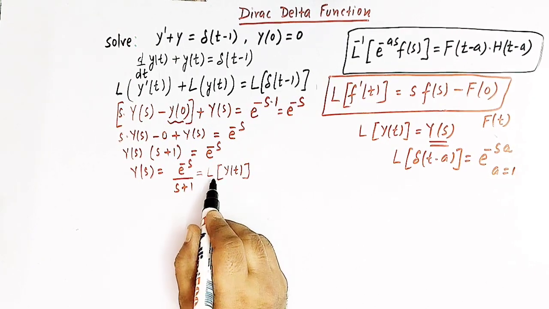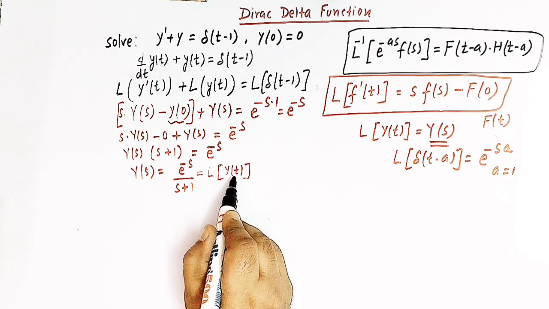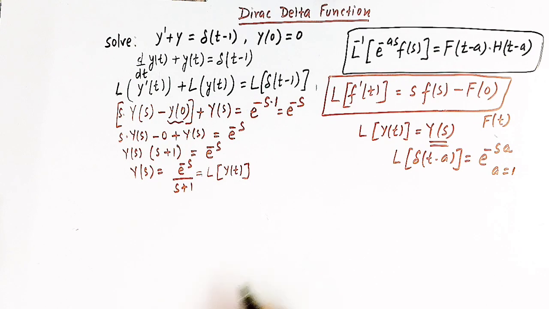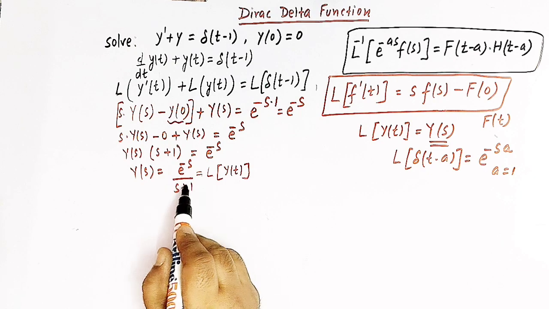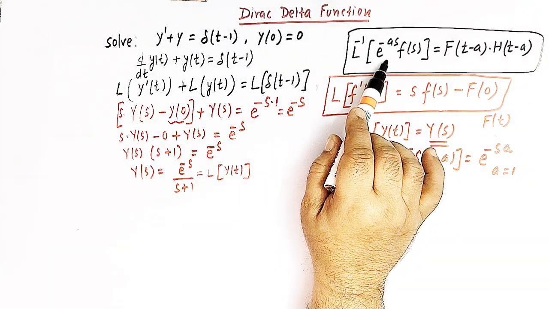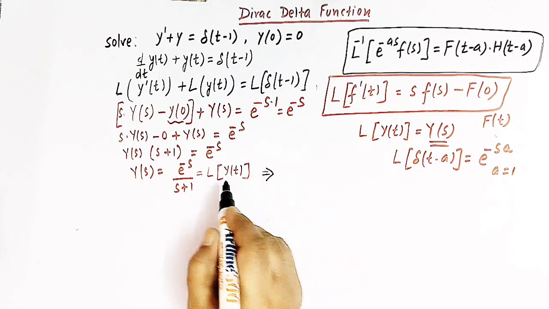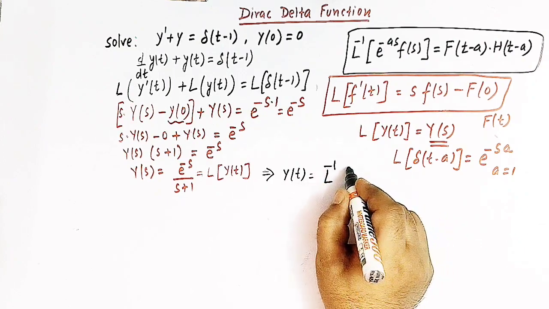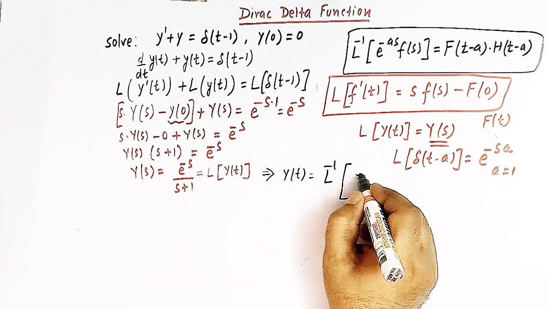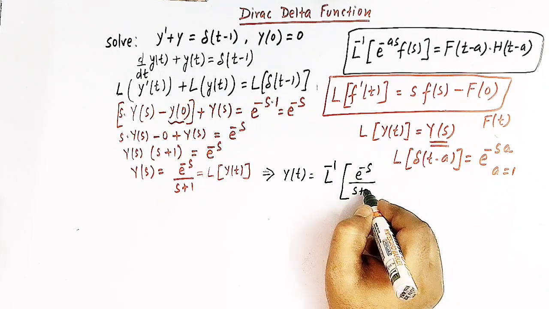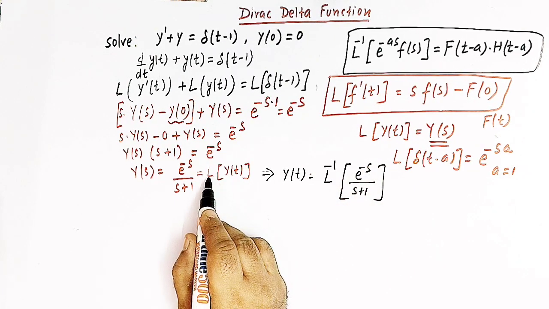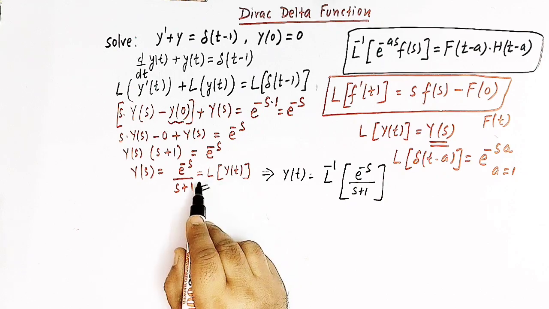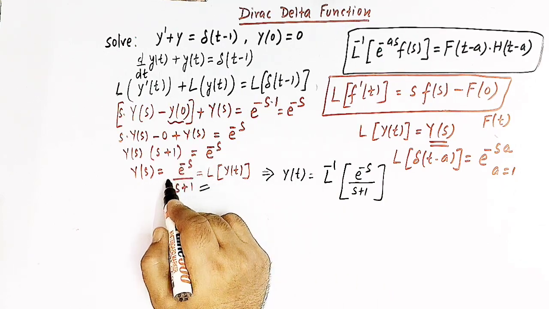So now we have obtained the Laplace transform of the function y of t as e raised to minus s over s plus 1, right? So let us now compare this expression with this one. Because from here we can write y of t as the inverse Laplace transform of this function, that is e raised to minus s over s plus 1. So from here we have obtained the function y of t as the inverse Laplace transform of this function.